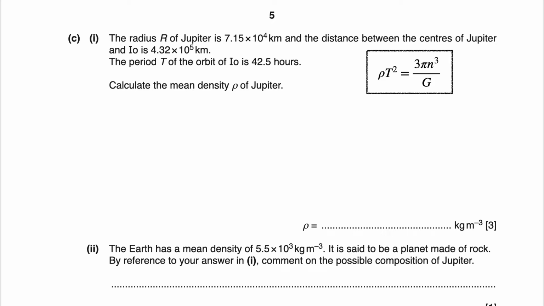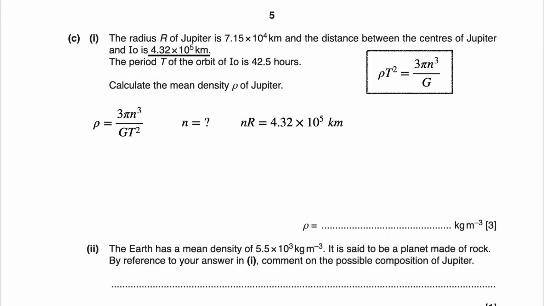So we will keep only the rho here, we will bring the t square to the right hand side. So what we will have, rho equal to 3 pi n cube divided by g t square. But problem here is we do not know what is n. That's why this crucial information is given. Distance between the center of Jupiter and Io is 4.32 into 10 power 5 kilometer.